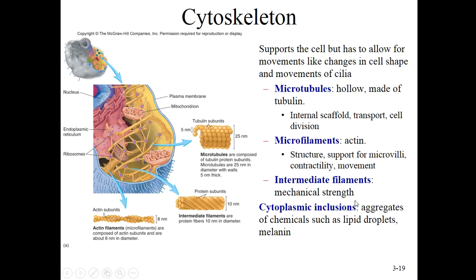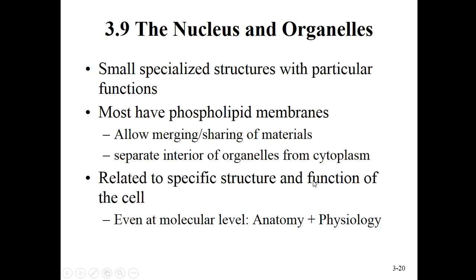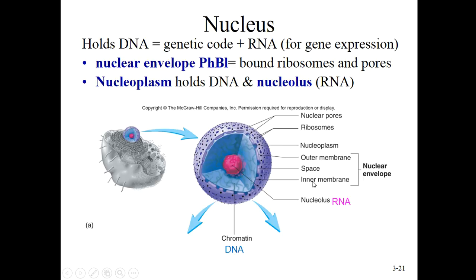Intermediate filaments give us some mechanical strength, and then there are some little lipid droplets and melanin pigments sometimes that start to stick to those cytoskeleton components. Let's look a bit more closely at the nucleus and some of the other organelles.